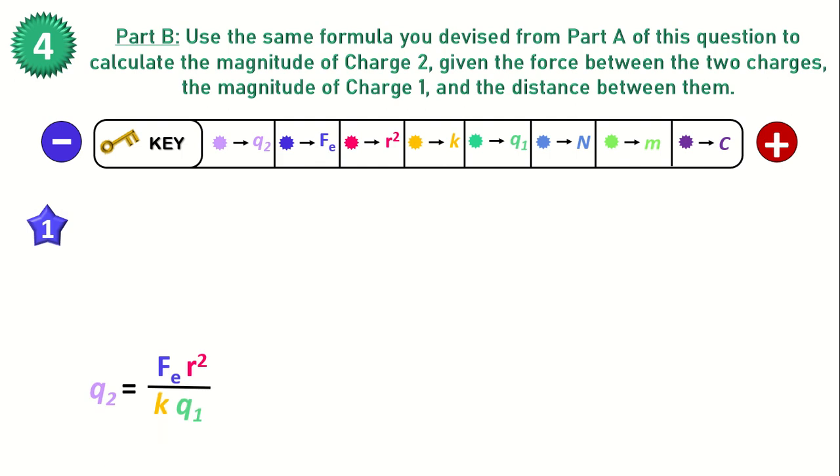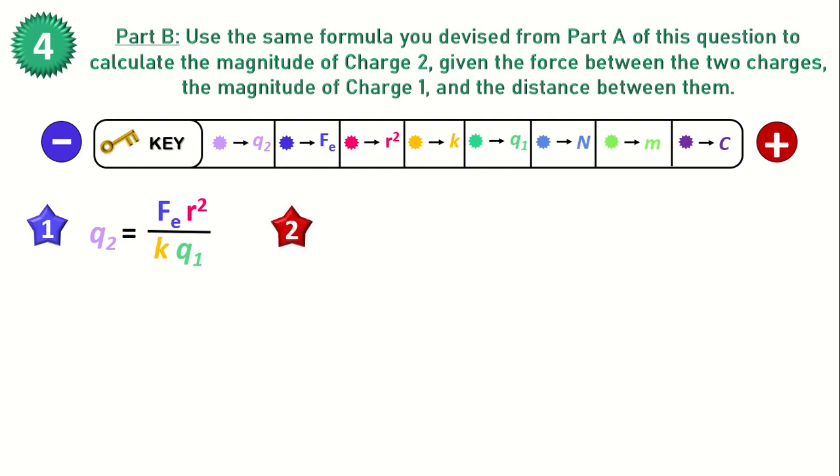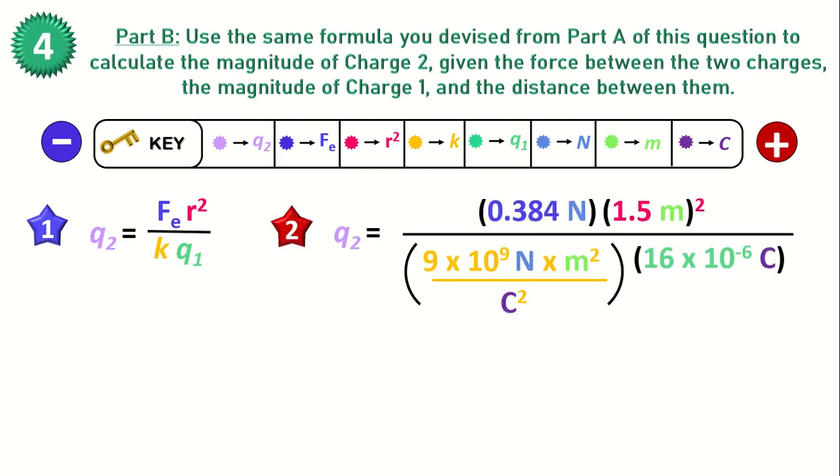Alright, so let's start with step 1. Let's write down the formula. Q2 is equal to F, the electrostatic force, times r squared divided by K times Q1. Now let's just plug in everything we have. So we have that Q2 is equal to the electrostatic force, which is 0.384 newtons, times r squared, which is 1.5 meters squared. So we'll have in the numerator 0.384 newtons times 1.5 meters squared.